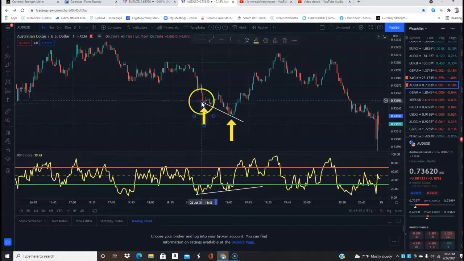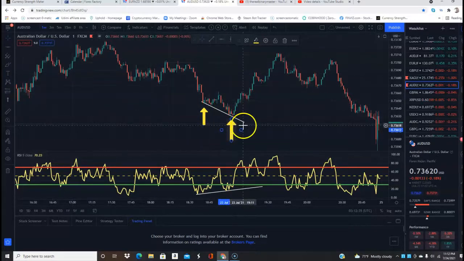Price created a higher low, and price created a lower low than this low here. Would everybody agree? Yes or yes? Right? Excuse me. Price created a lower low here and a higher low here. Yes or yes? All right.